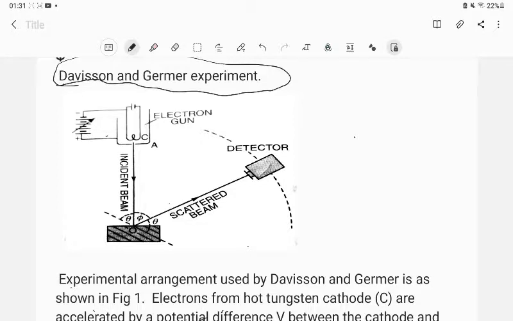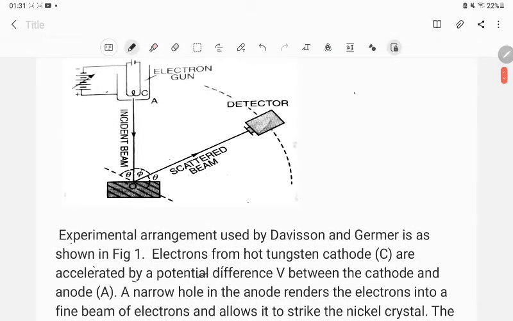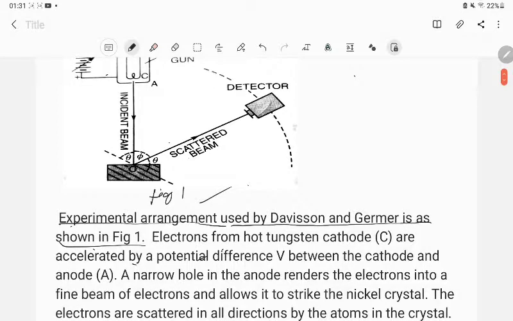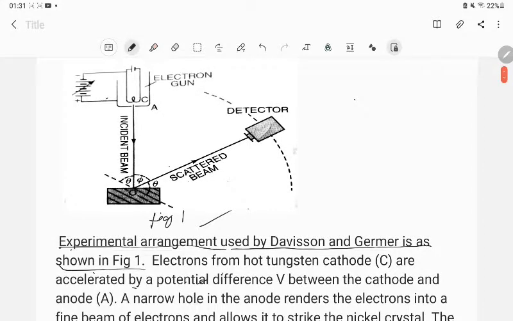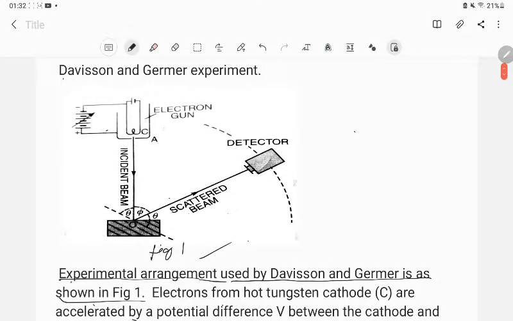So let's see the setup of the experiment. This is figure 1. The experimental arrangement used by Davisson and Germer is shown in figure 1. Electrons from the hot tungsten cathode are accelerated by a potential difference V between the cathode C and the anode A. Since there is a potential difference, we can accelerate the electrons.